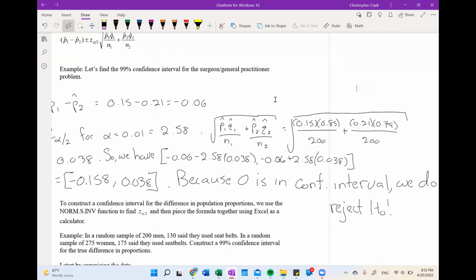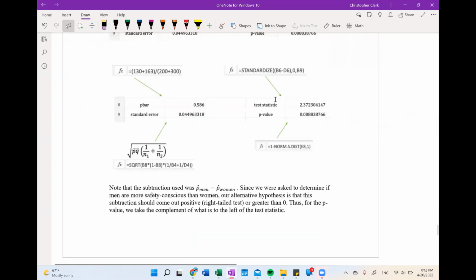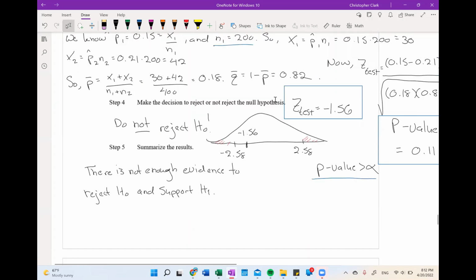Now, in much the same way as we talked about earlier today, if 0 is in the confidence interval, then we can't reject the null hypothesis, right? Because we're saying that we think that the difference between P1 and P2 is 0. So if that ends up in here, then we're saying it's possible that it's in here. In fact, so we can't reject it. So because 0 is in the confidence interval, we don't reject the null hypothesis.